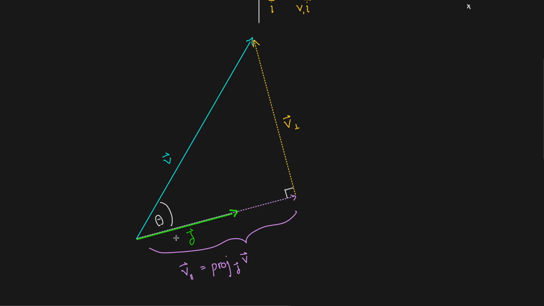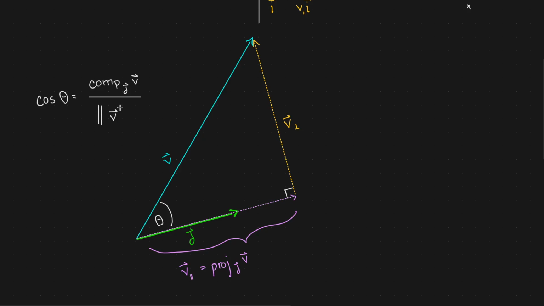Now, using a little trigonometry here, this side here is the adjacent side of this right triangle I've drawn. This side here is the hypotenuse, so I can use cosine of theta and relate the hypotenuse with the adjacent side. So cosine of theta is equal to the length of the adjacent side, which is the component of vector v in the direction of vector d, divided by the length of the hypotenuse vector, which is the norm of v.